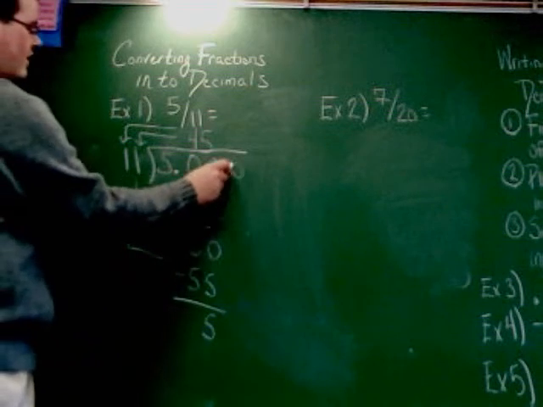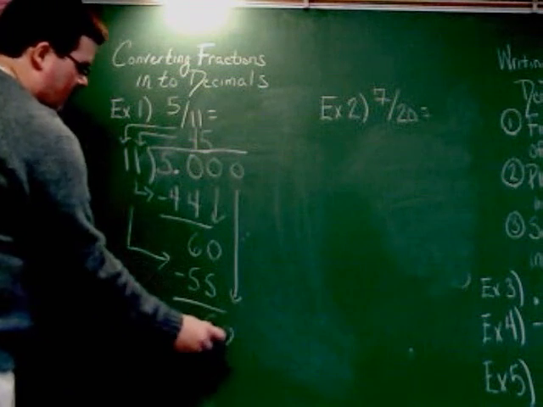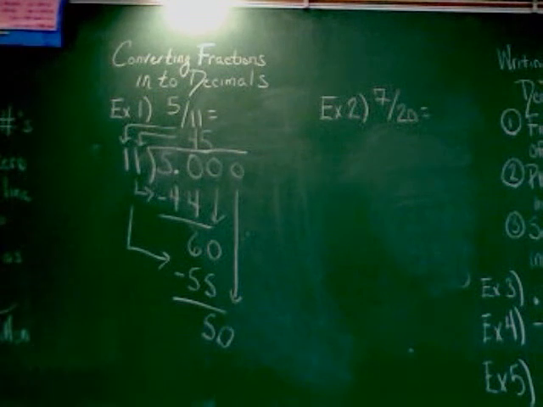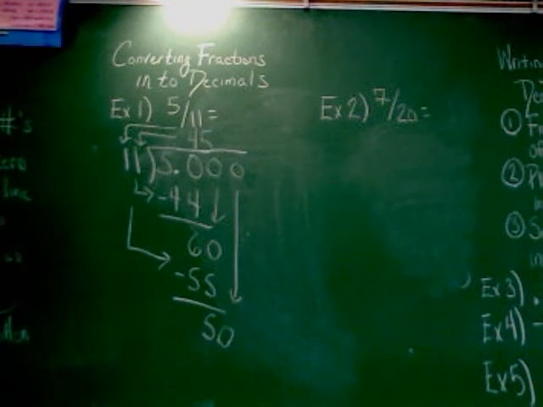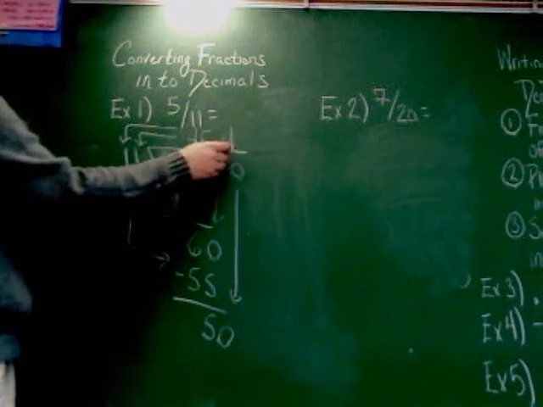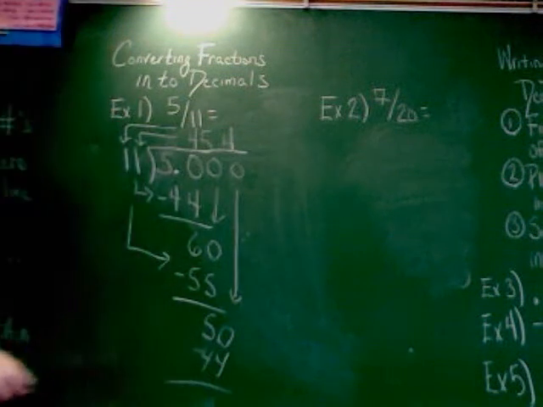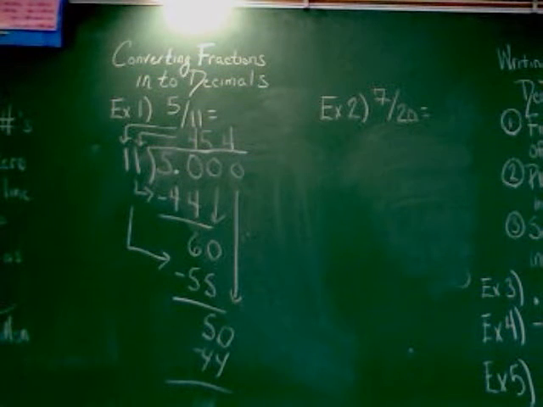Alright, so we put a 0 on. Bring it down. I'm asking myself, how many times does 11 go into 50? 11 goes into 50 4 times. Now, at this point, you should have some suspicions. 4 times 11, 44. We've got 4, 5, now we got 4 again. So it's looking like this could be something that repeats. Let's find out if it is.